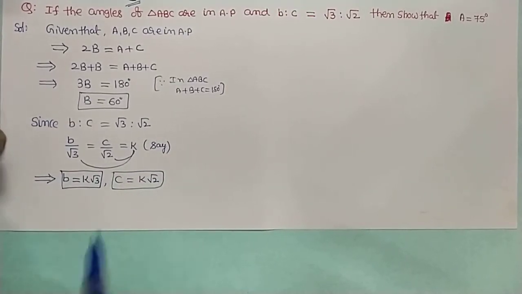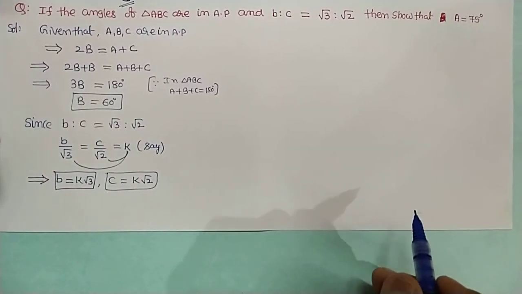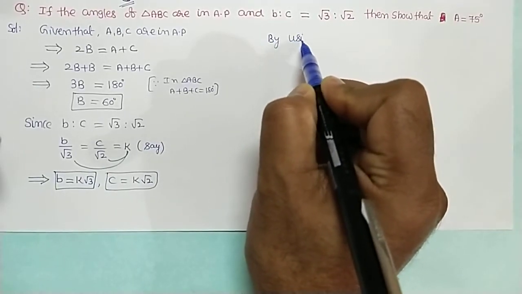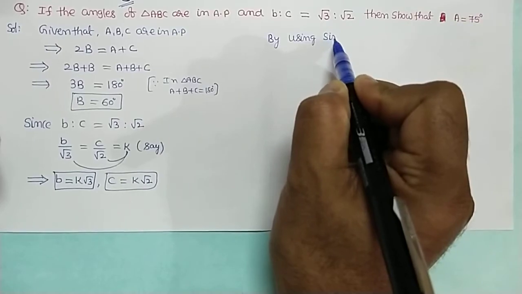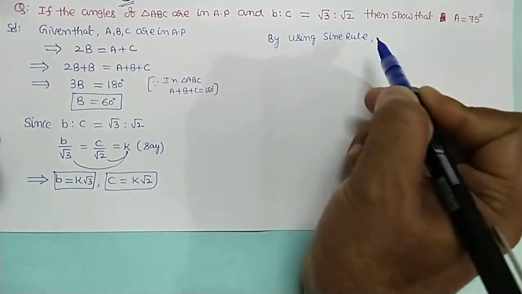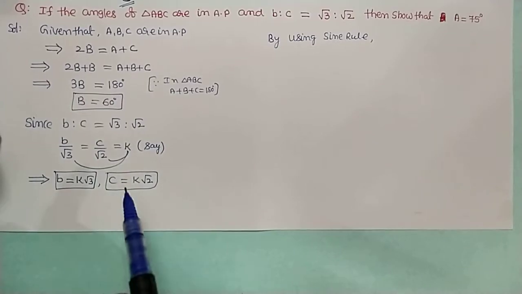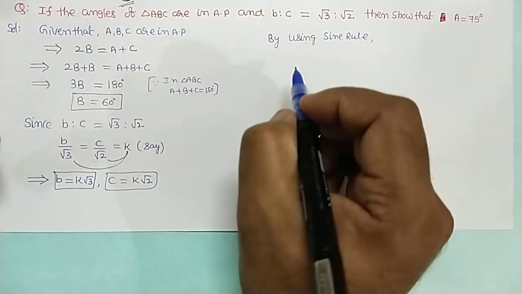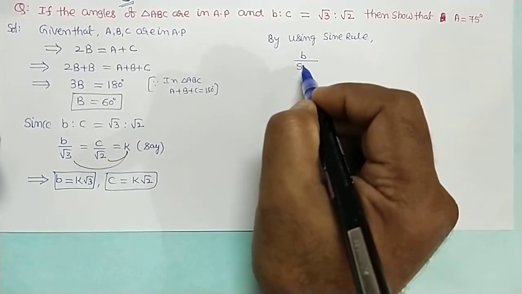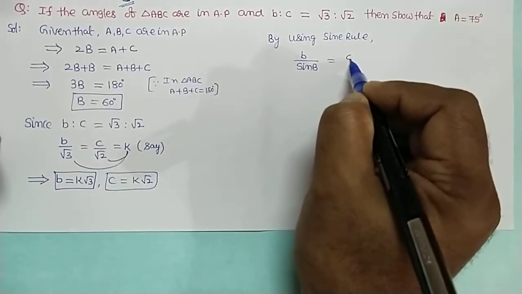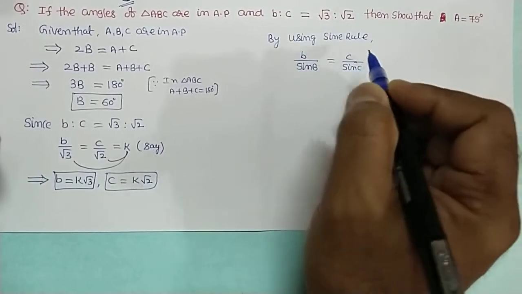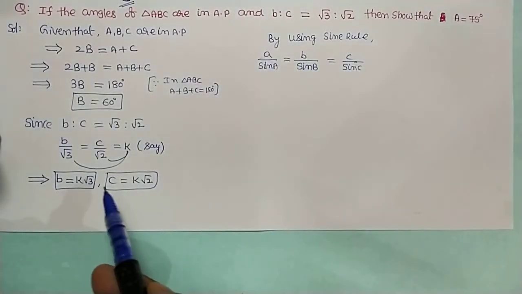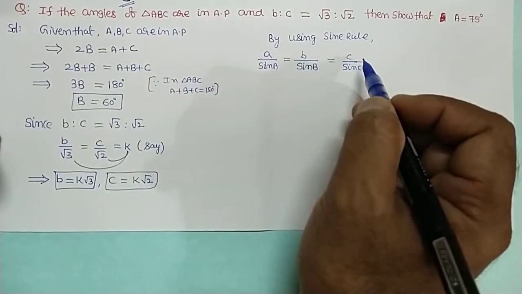After getting these values, by using the sine rule, here only b and c are there, no? So I have to apply only the sine rule related to b and c: b by sin B equal to c by sin C. Even if you want, you can write small a by sin A also, nothing will happen. But here b and c are there, no? That is the reason you have to consider only these two.